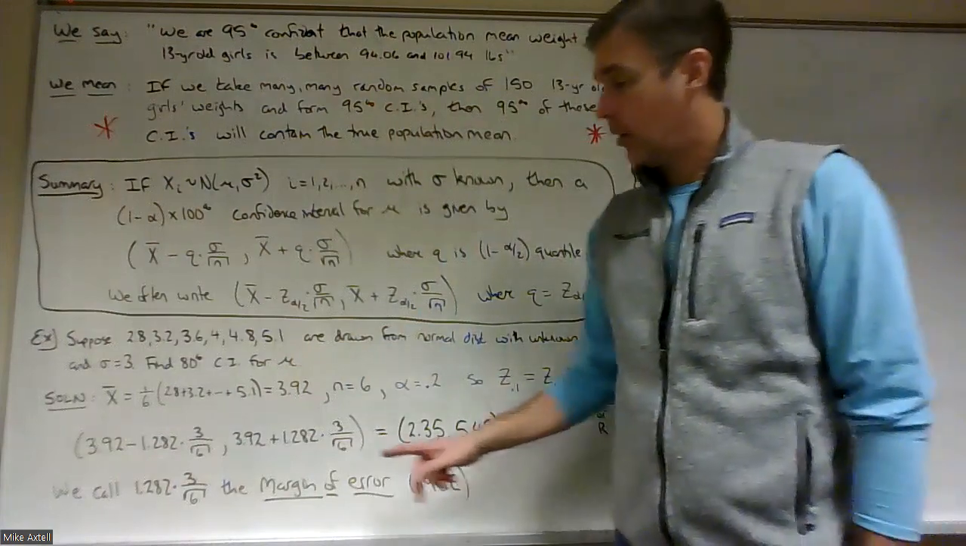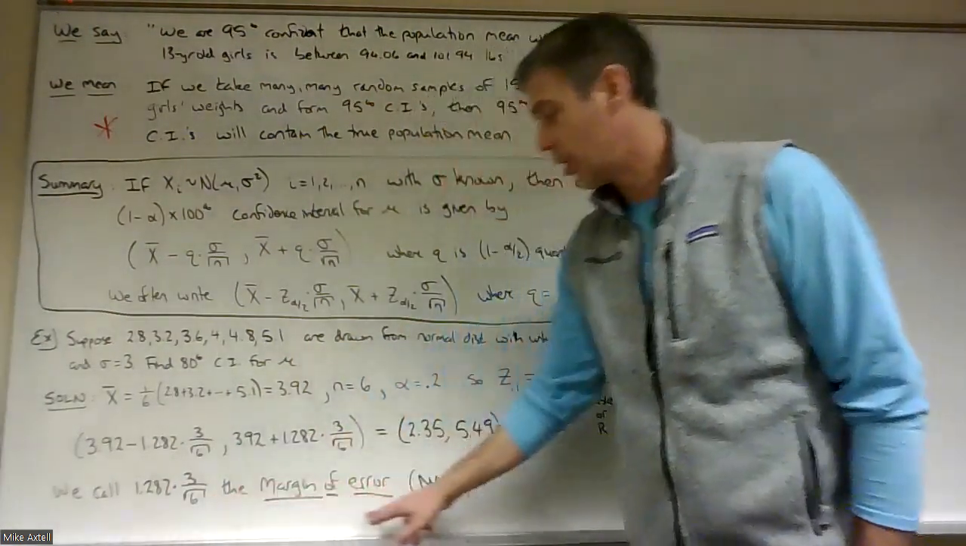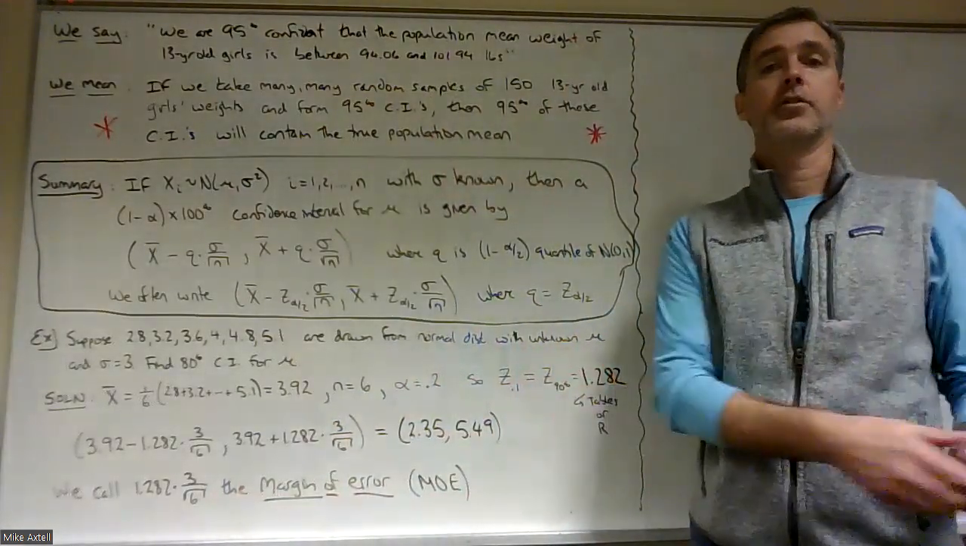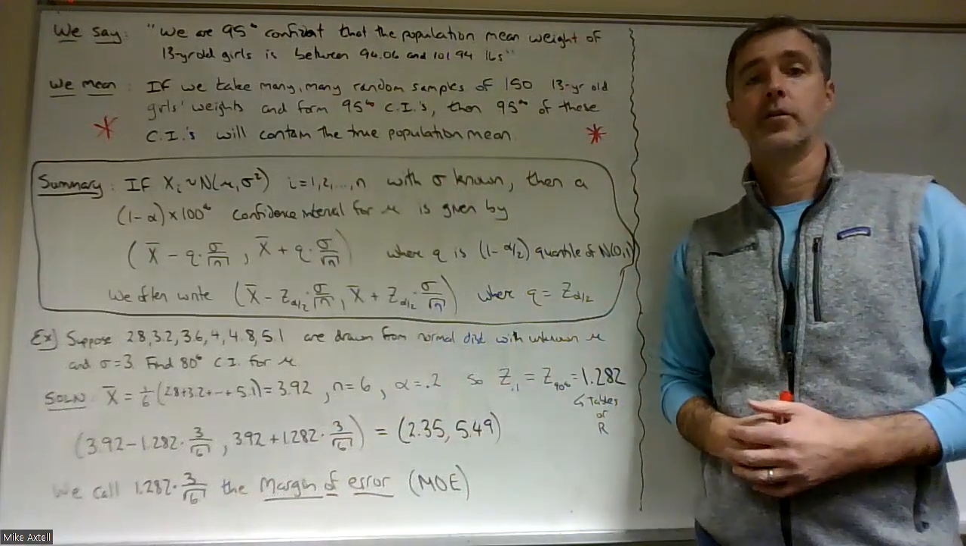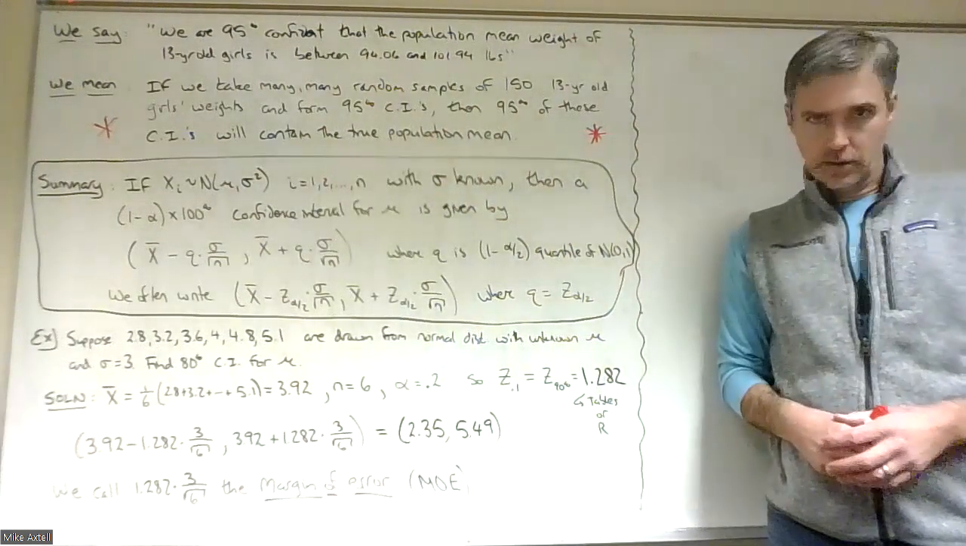Okay. Now, the quantile times sigma over root n is called the margin of error of the confidence interval. It's how far from the sample mean to the left or to the right we move to create a confidence interval. So that's called the margin of error. All right.